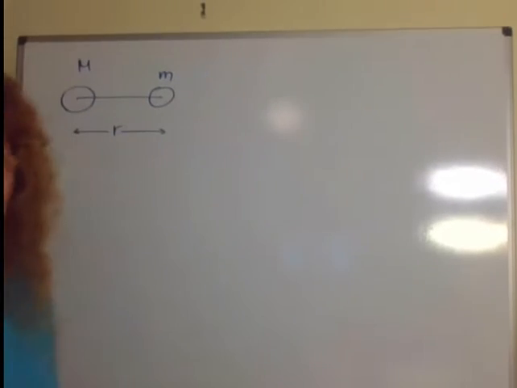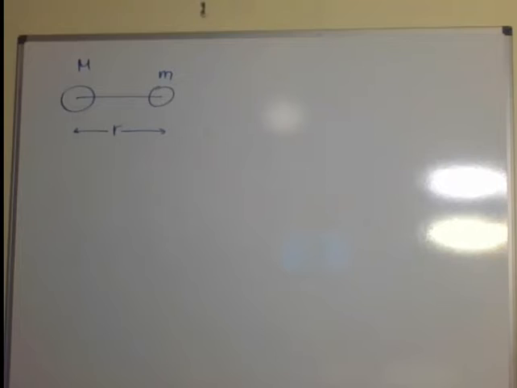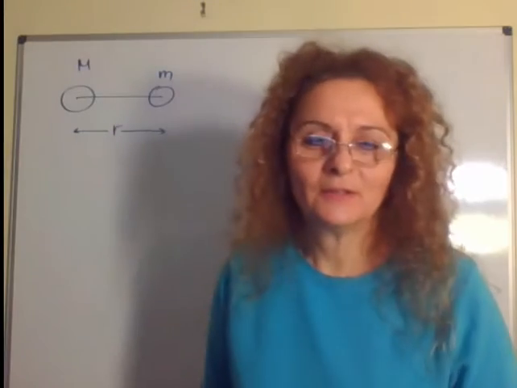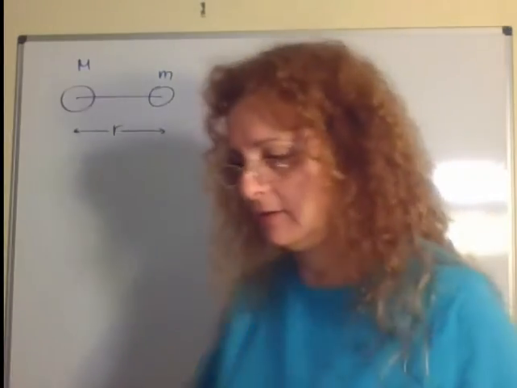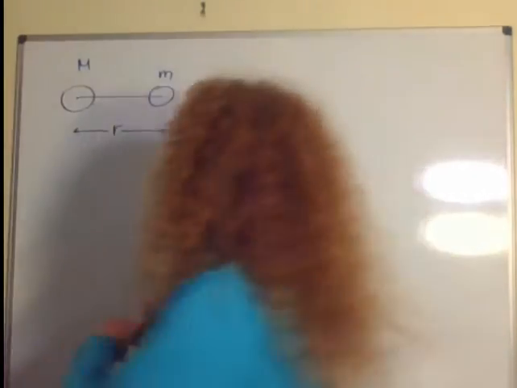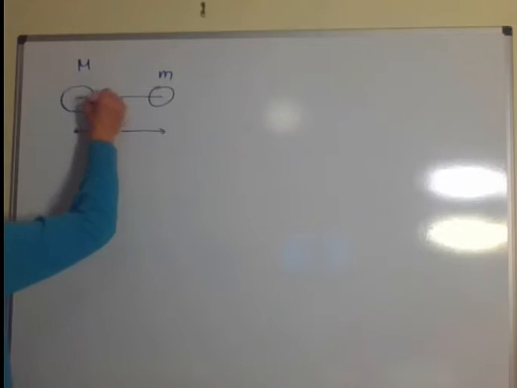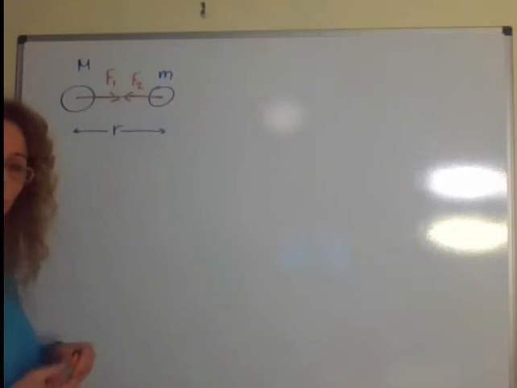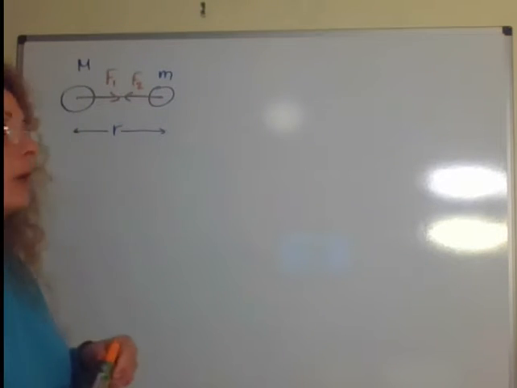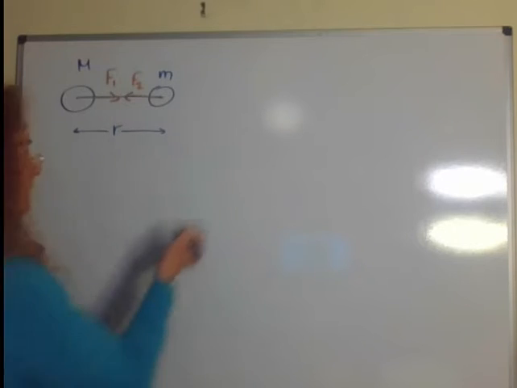Okay, so any two masses, M and M, attract each other. This is the law of universal gravitation. They attract each other equally. We have two forces, F1 and F2. And according to Newton's third law, these two forces are always the same, all right?